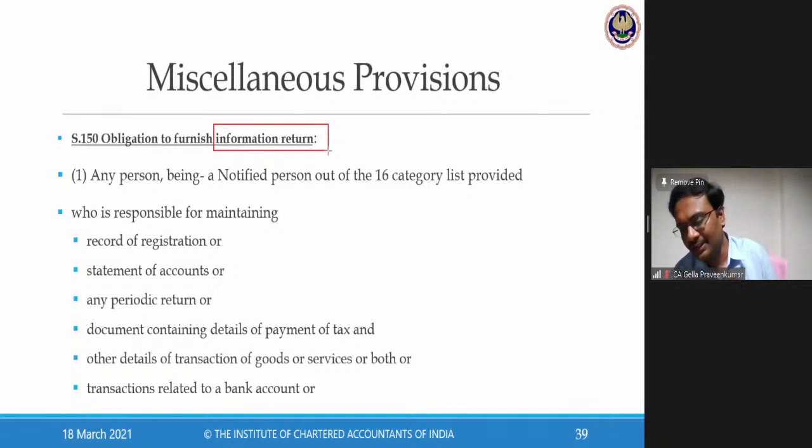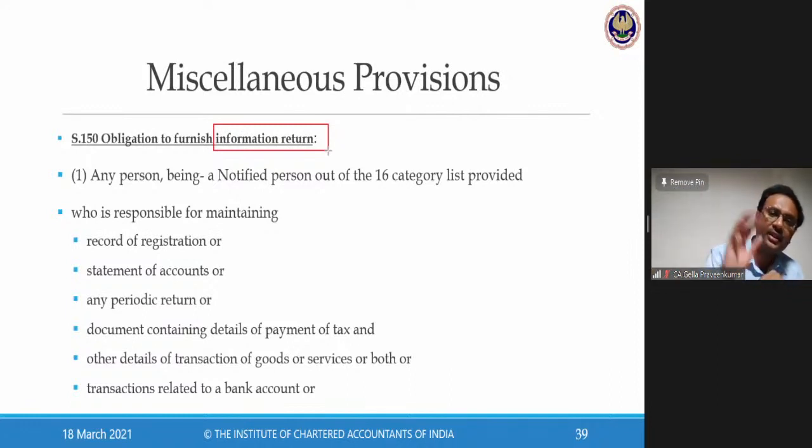A person who is registered, a taxable person, local authority, authority of a state government, central government, income tax authority. Now these days, you're getting notices based on your income tax returns filed. Based on the income tax information available in Form 26AS, they're sending notice. Why? That information is available with the income tax authorities. They say all this information.